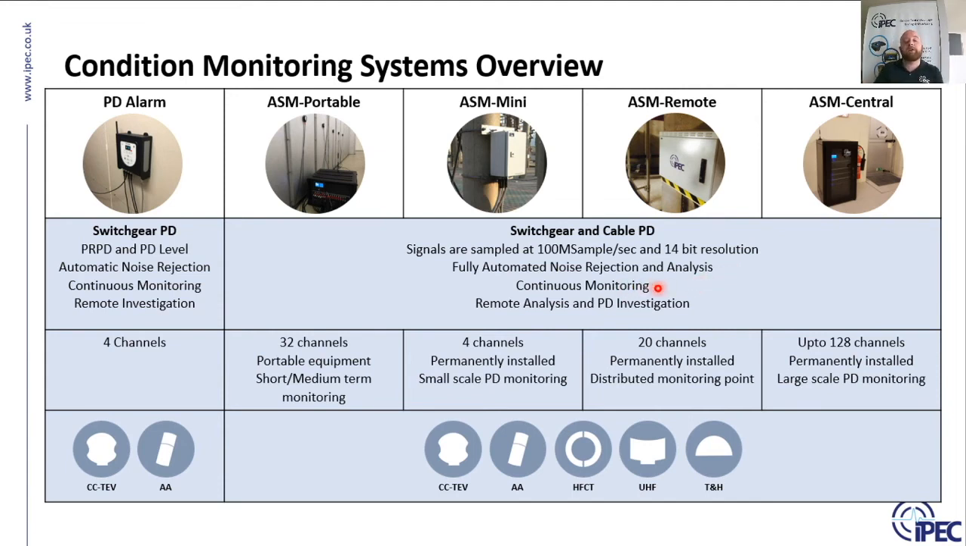Continuous monitoring, so they're all designed for 24/7 monitoring of your assets, and that allows for remote analysis and PD investigation as well. All of our monitoring systems are compatible with all of our sensors, so we can use TEV, ultrasonic, HFCT, or UHF sensors. This final sensor on the right-hand side is a temperature and humidity sensor. We also measure the temperature and humidity of the environment, and that's very useful to compare with PD data to see if there's any correlation.